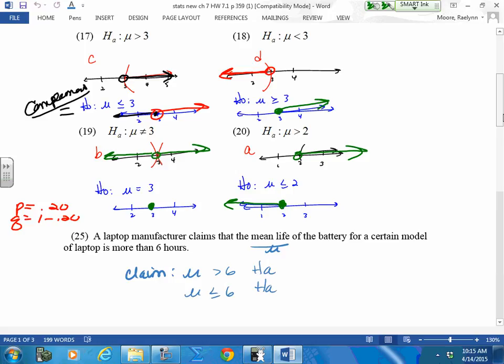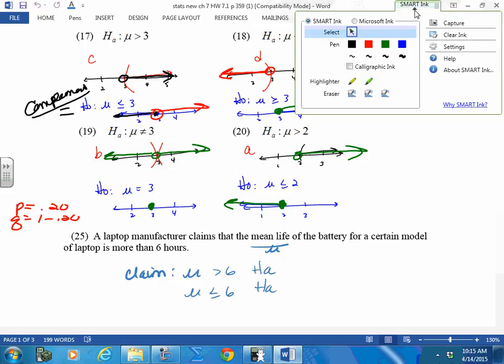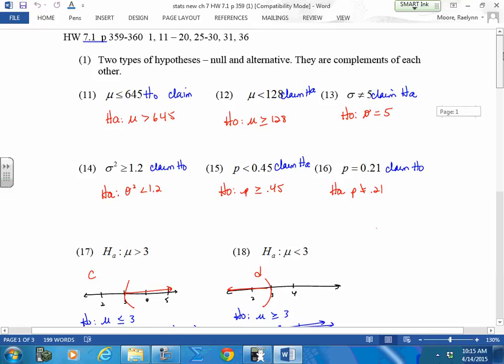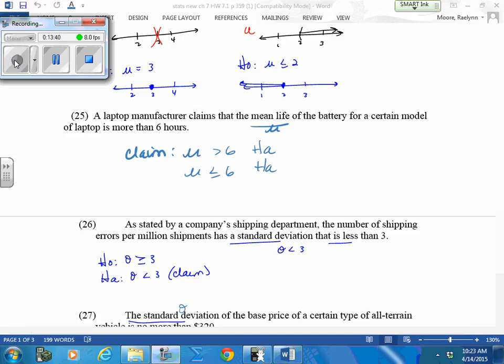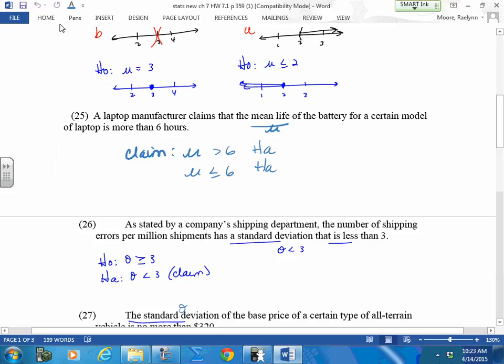Good? Okay. Let's do one more part here. It's 25. Let me see what I got on this. 25 to 30. Let's do 25 to 30. I want to see if... Okay, so we said 25.